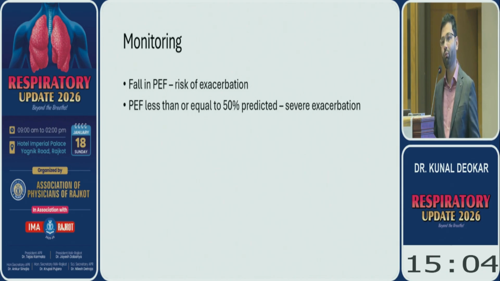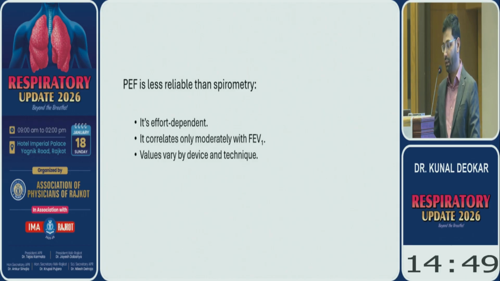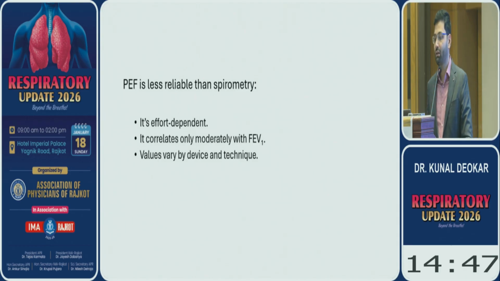It can also be used for monitoring. If we serially monitor the peak flow rates of a patient and they fall, then we know the patient is at risk of exacerbation, because peak flow falls before the patient perceives the symptoms. And if the peak flow is less than or equal to 50% of predicted, it indicates a severe exacerbation.